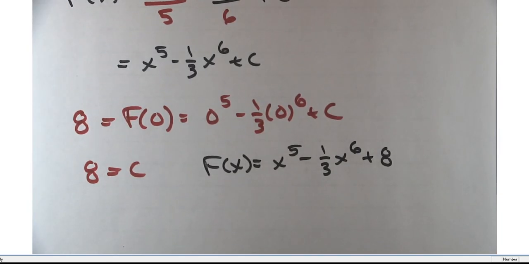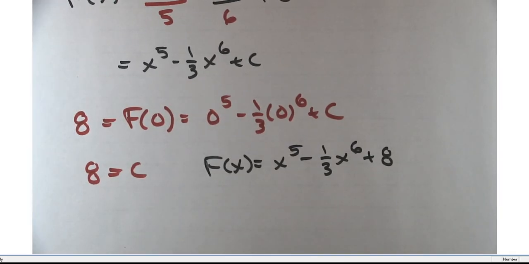A lot of times, depending on the applications, this might be like a starting temperature or an initial velocity, whatever the case may be, initial height. But a lot of times you do have these initial starting problems, or initial starting values, I should say.